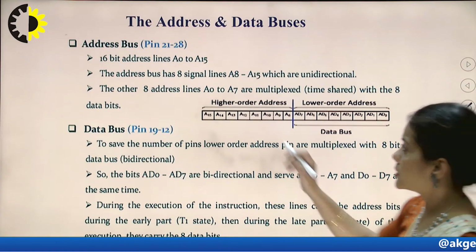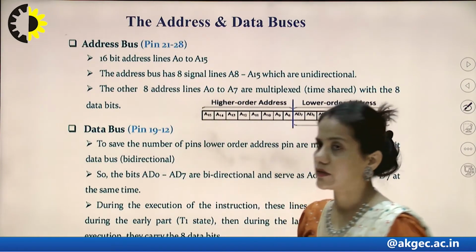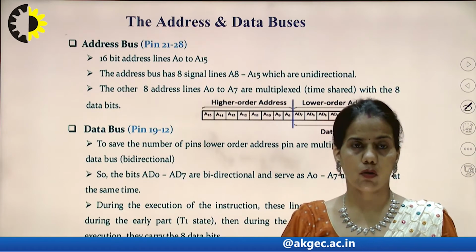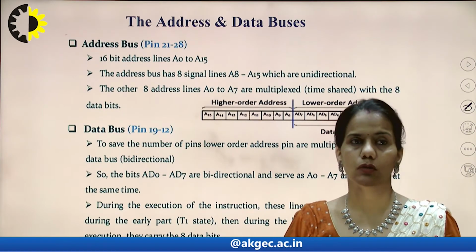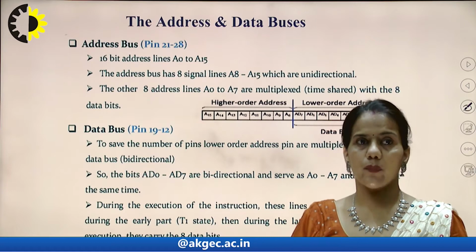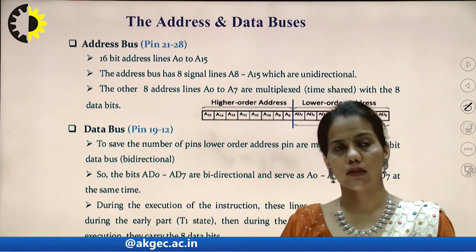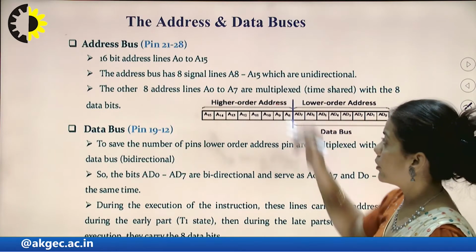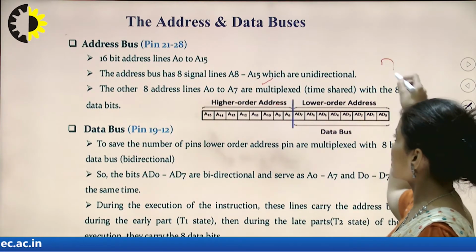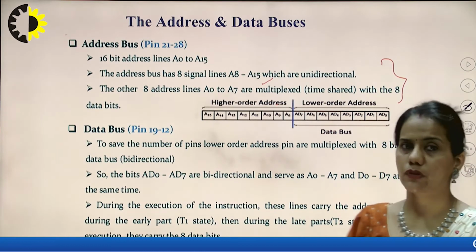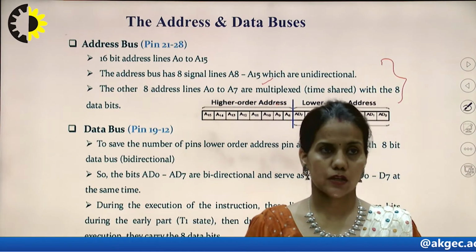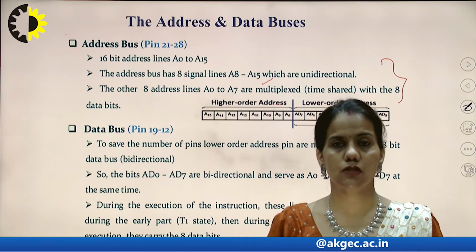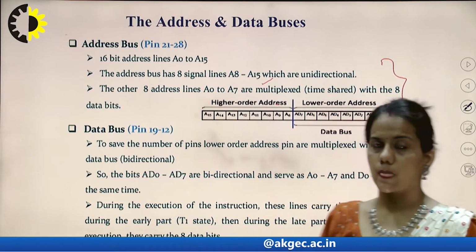Now when we discuss the address bus, we know that the address bus is of 16 bits. So A0 to A7 is the lower order address bus, and the signals A8 to A15 are the higher order address bus. Both these, A0 to A15, are unidirectional lines and these 16 lines constitute the address bus.